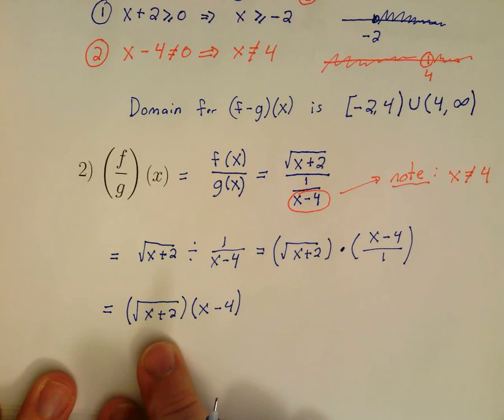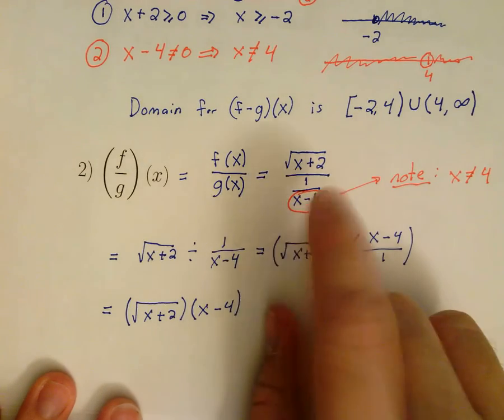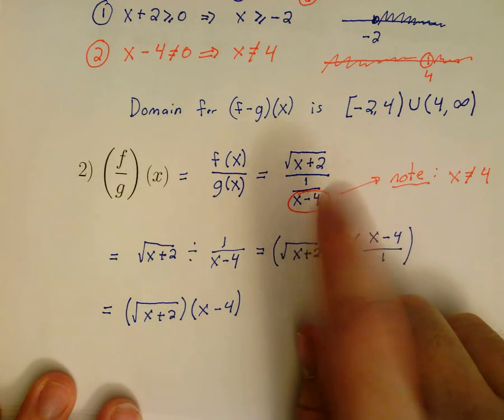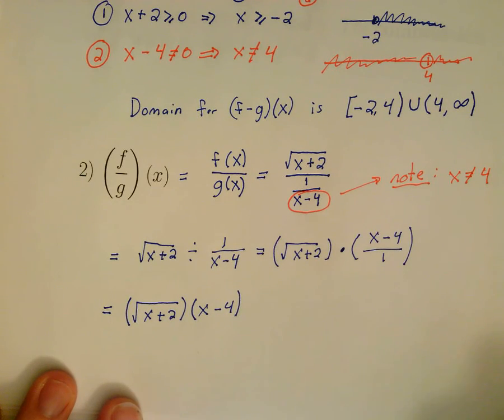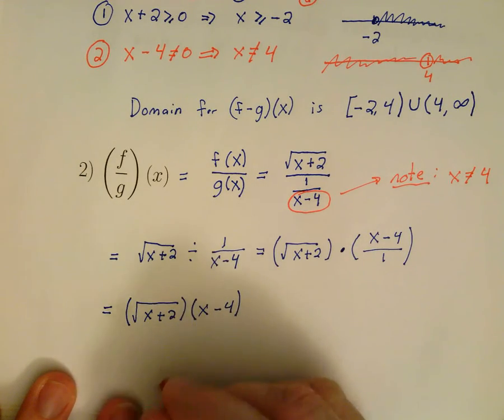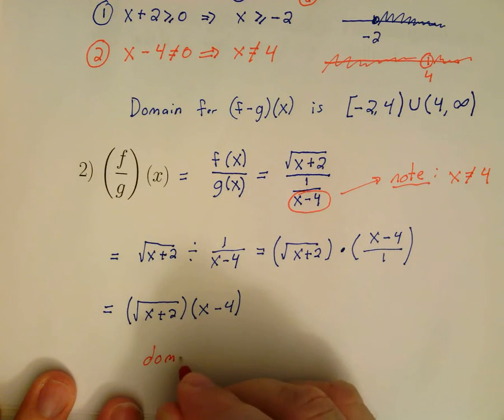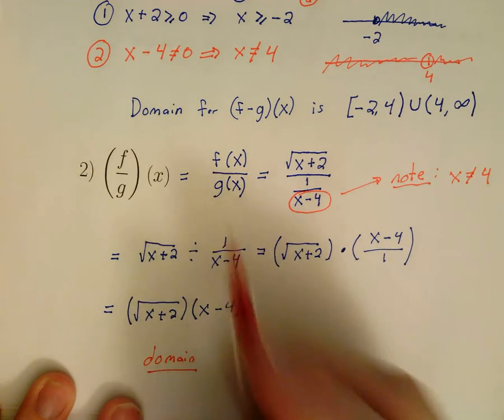Now, when you look at this, it may look like all I really have to consider is the x plus 2, taking the square root of that. But remember, way back here, you have division by 0, so you have to be very careful. You have to make notes of these things as you start writing them out. So the domain for this one is actually the same as the one above, the first example.